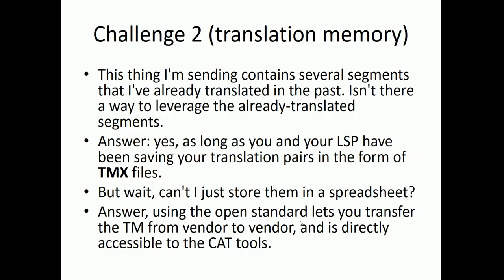So that's XLIFF, the XML Localization Interchange File Format. So we have the format that the computer-aided translation tools can open. But what about the second challenge, translation memory? This is our person who's learning about translation making the following statement: this thing I'm sending contains several segments that I've already translated in the past. Isn't there a way to leverage the already translated segments?